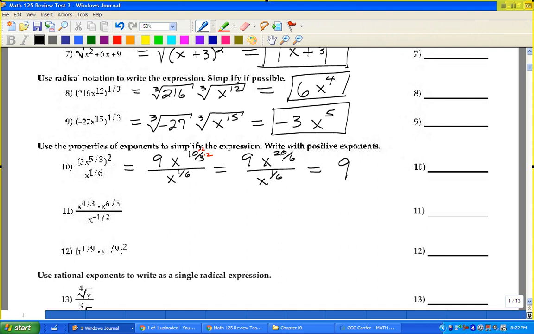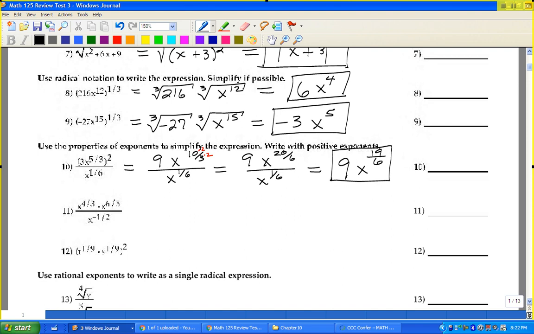20 sixths, and so I have the same base, x. I have that 20 over 6 is bigger than 1 over 6, and so let's keep x in the numerator and subtract exponents. 20 over 6 minus 1 over 6 is 19 over 6. And that is your answer.